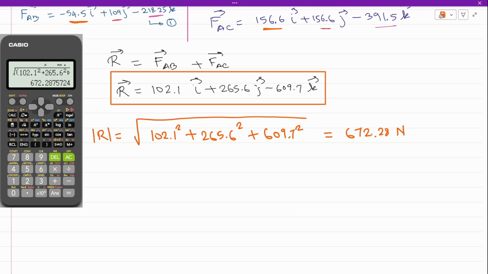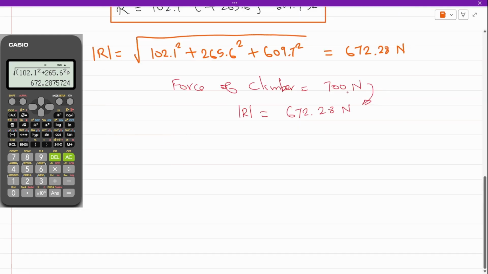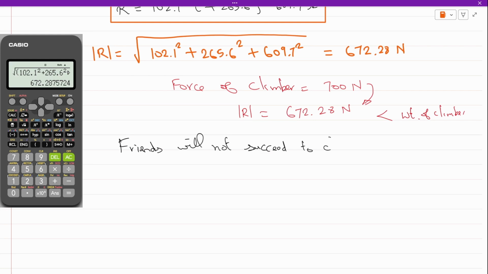In which the force is acting, the weight of the climber is 700 Newton, whereas the resultant force is 672.28 Newton. The force 672 is less than the weight of the climber. Since the resultant force is less than the weight of the climber, the friends will not succeed in pulling him out. So this is my final answer. Thank you.